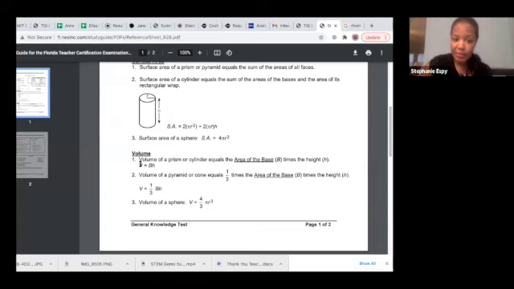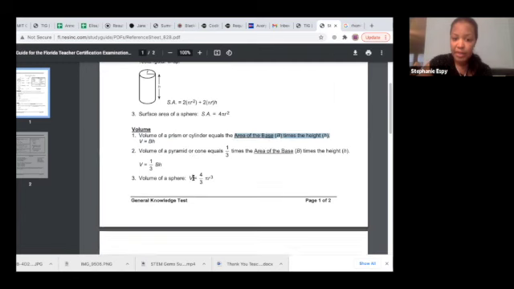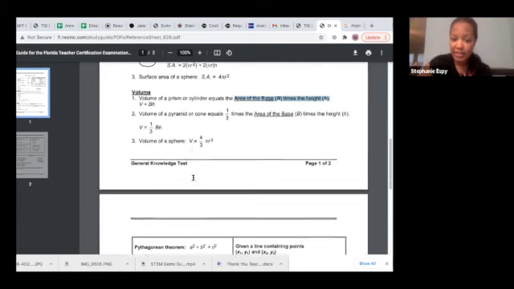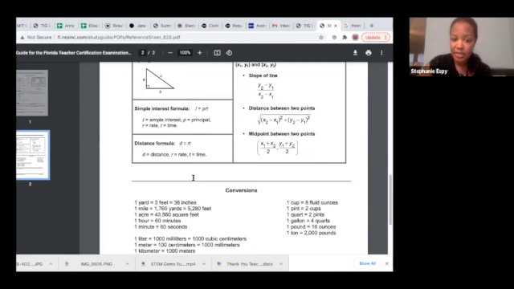The volume equals area of the base times height. So we needed to know the volume of a prism using this equation, B times H, big B, which is the area of the base times the height. So again, this is the reference sheet that's given to you on the test that you can refer back to.